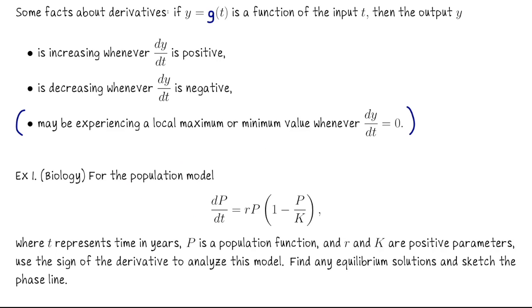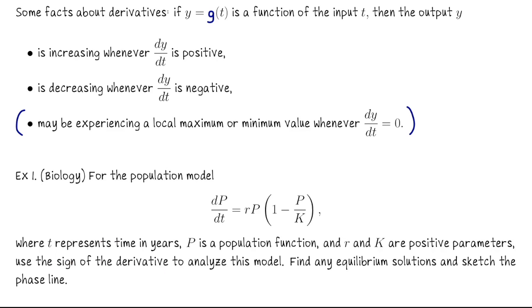Okay, so let's return to this model that we've looked at before. So this is a population model which satisfies dp/dt equals r times p times (1 minus p over k). So p here is the population at time t, and the rate of change of the population at any moment can be computed like this. So it depends on the size of the population. Here, t is time in years, p of course is our population function, and then r and k are parameters, and we're going to give a little bit more meaning to particularly k in this analysis.